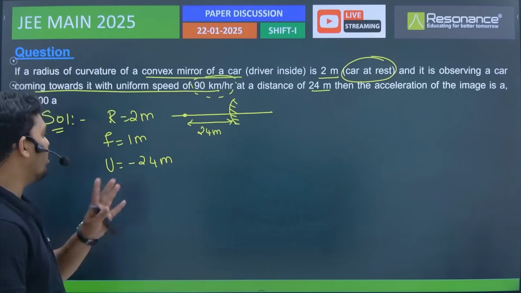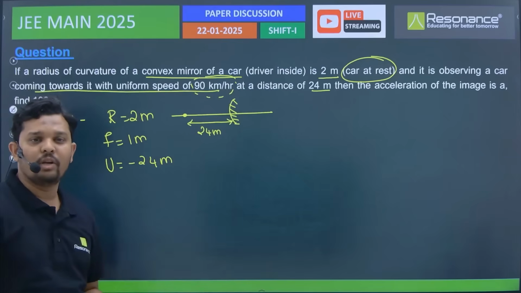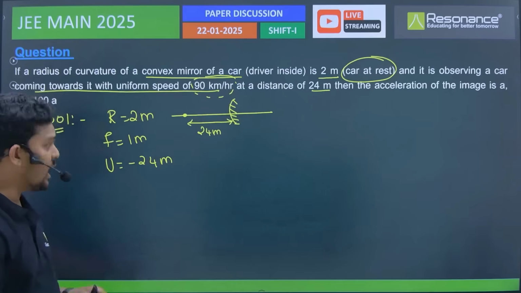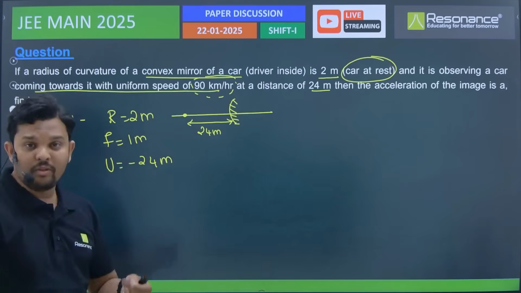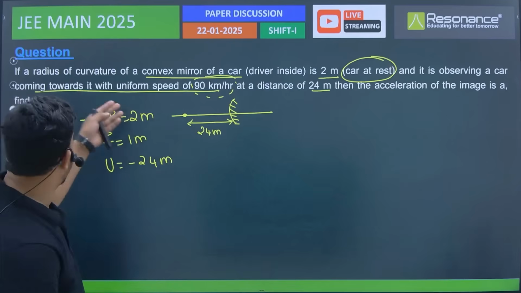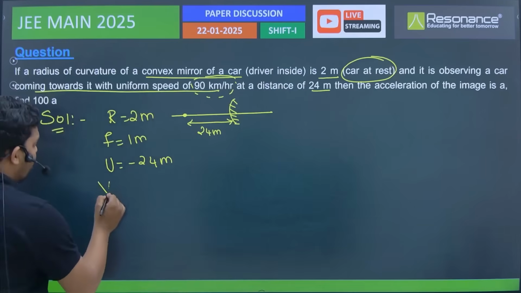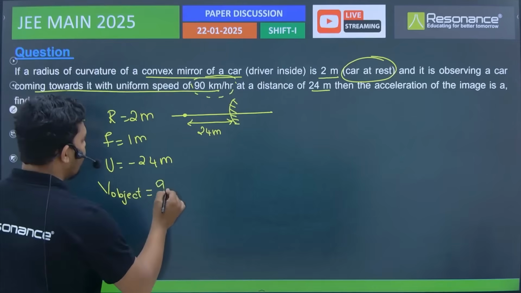So we need to find out the acceleration. Before finding the acceleration, first of all, I am going to find certain things which are necessary for us, like the image distance. He has already mentioned that the object is moving with a velocity, and the velocity he has given is 90 kilometers per hour. So I will take the velocity of the object as 90 kilometers per hour.